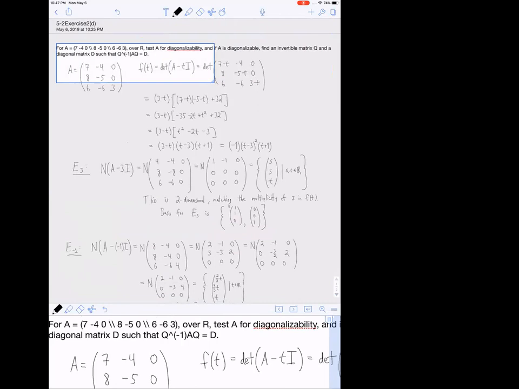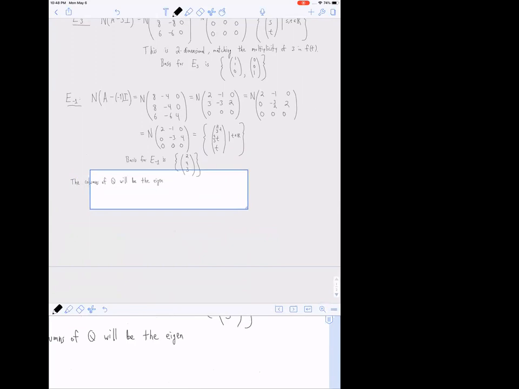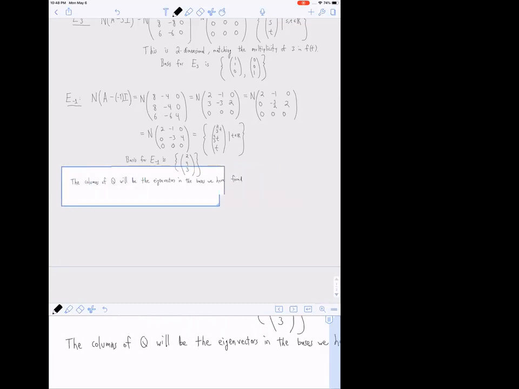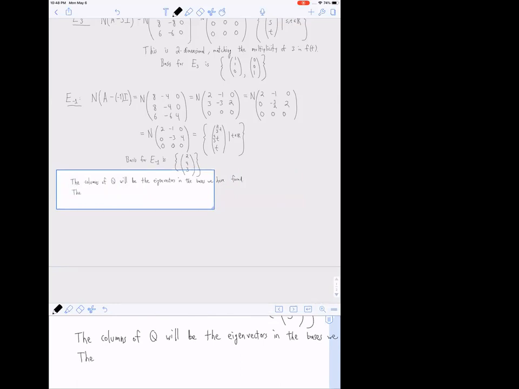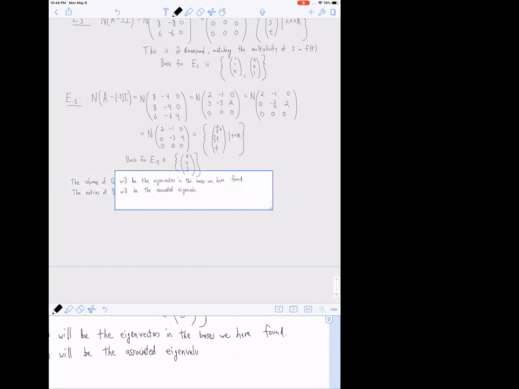D, so that Q inverse A Q is equal to D. So the way that we're going to do this is to let the columns of Q be the eigenvectors in the bases we have found, and the entries of D will be the associated eigenvalues in the appropriate order.